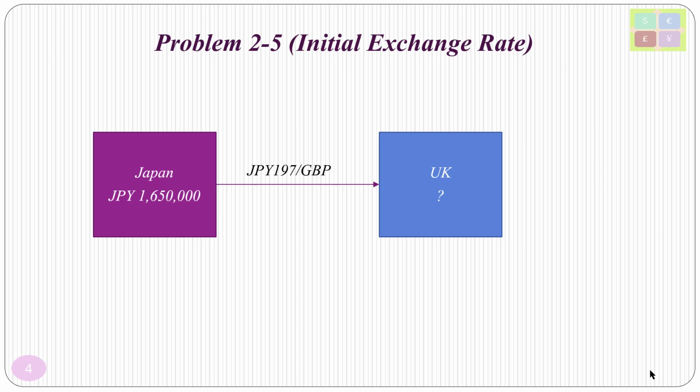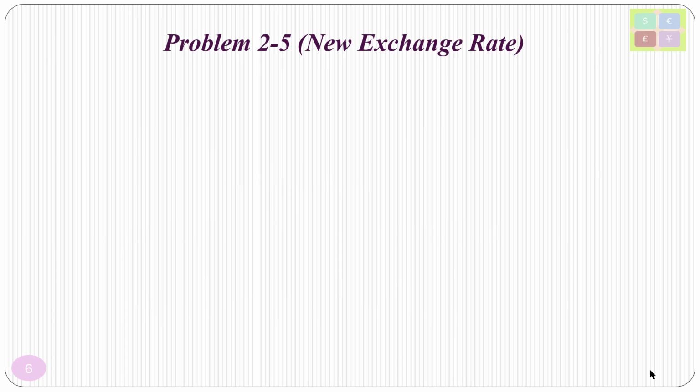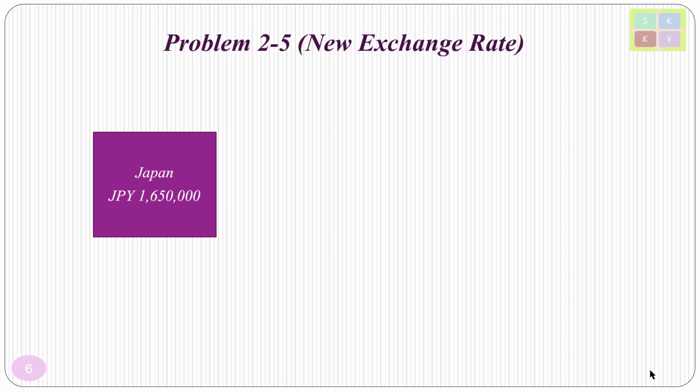So we are going to take the amount of 1,650,000 and divide that by 197 yen per British pound, as we did in the earlier problem with the Mexican peso. And here we can see that the yen cancels out, and we wind up with the initial price of the truck in British pounds to be 8,375.63. We need to find the new price when the exchange rate changes from 197 to 190. Keep in mind that the export price from Japan in Japanese yen is still the same. It's only the exchange rate that has changed, and that is going to impact the price in the United Kingdom.